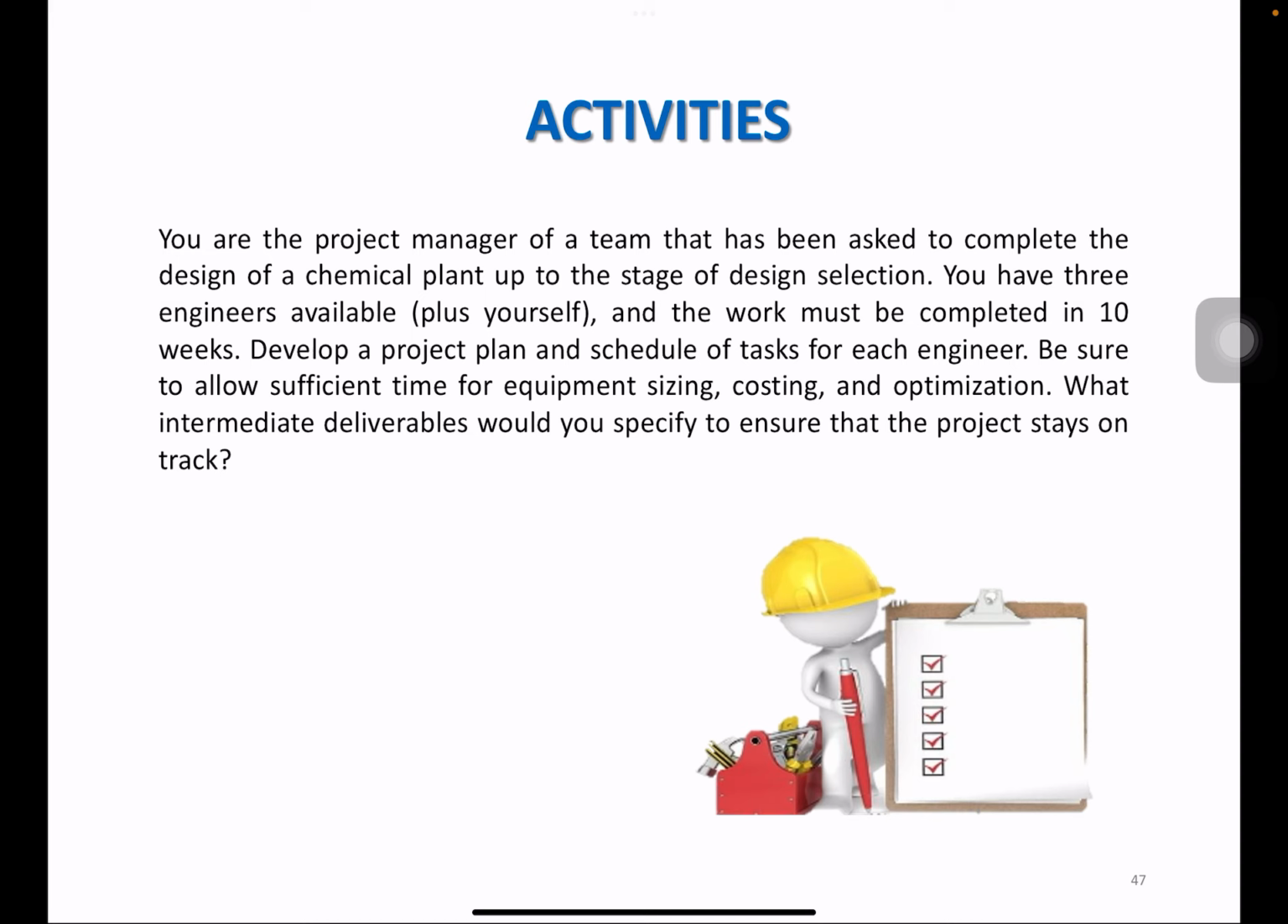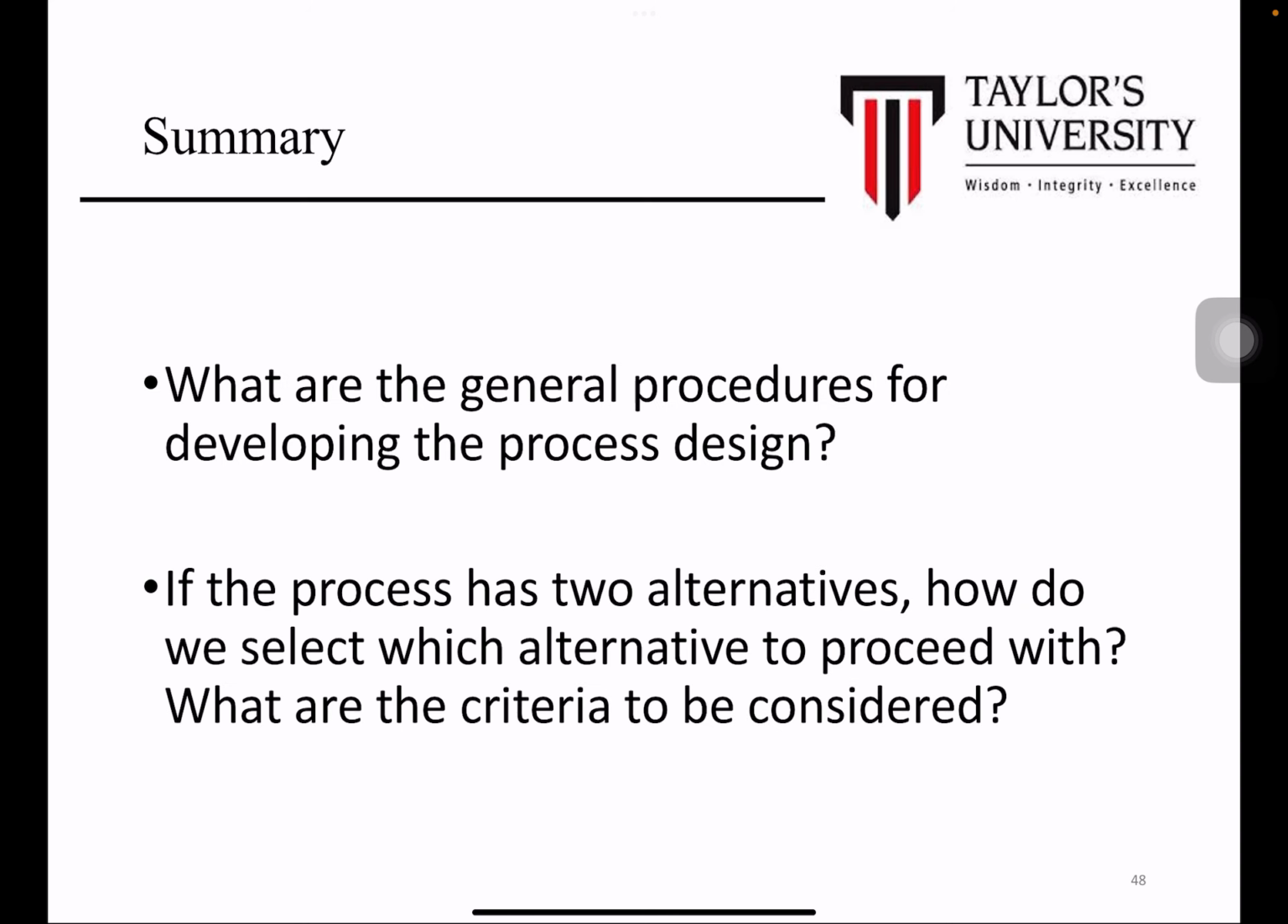So you need to come up with a project plan to ensure there's a smooth completion of the project, and what are the intermediate deliverables that you can deliver. That is your milestone that you want to achieve. You can select any process as an example, and you can just come up with the schedule for 10 weeks.